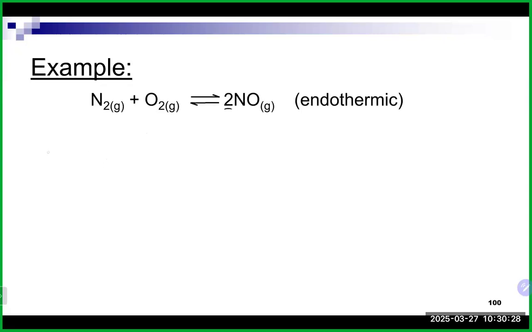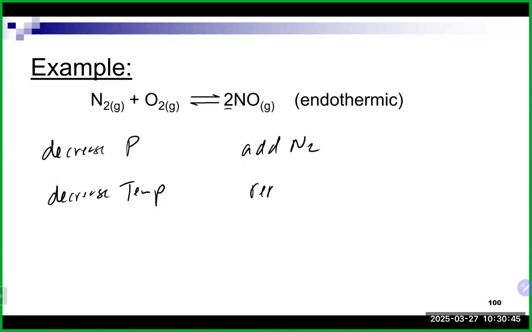We're going to do decrease pressure. We're going to decrease the temperature. We're going to add some N2 and remove some NO. And while we're at it, why don't we add another catalyst here just for fun? Okay, so lastly here, we're going to decrease the pressure.